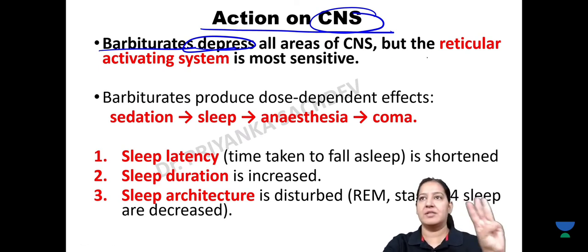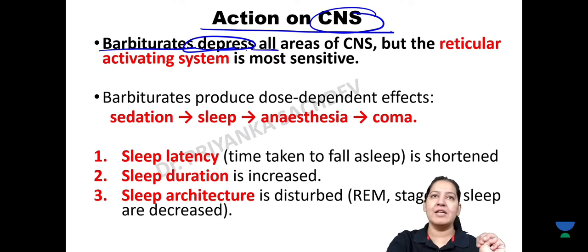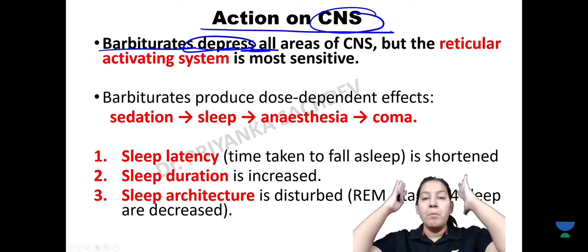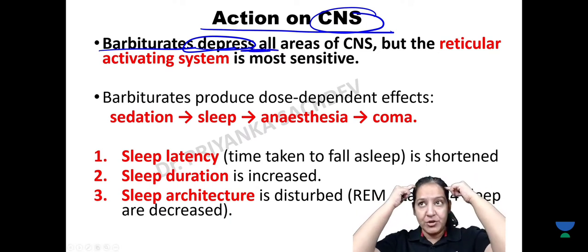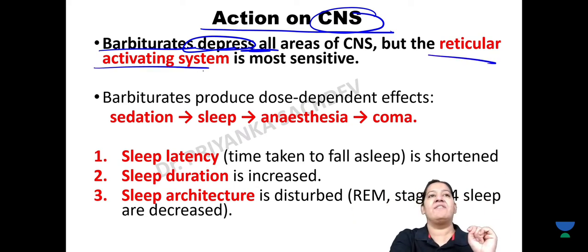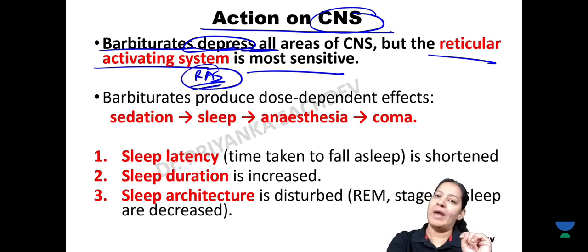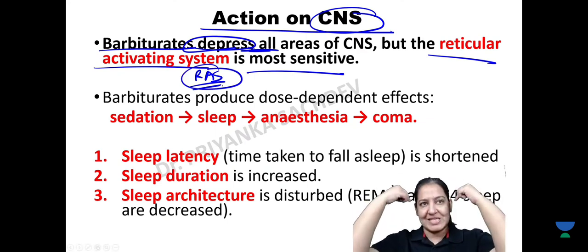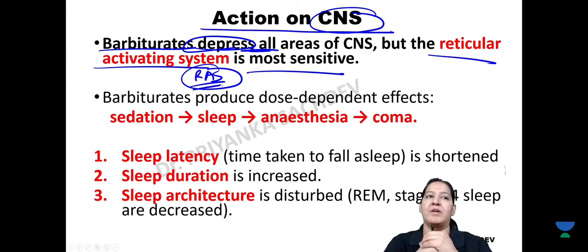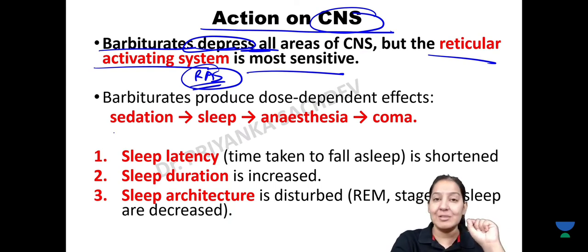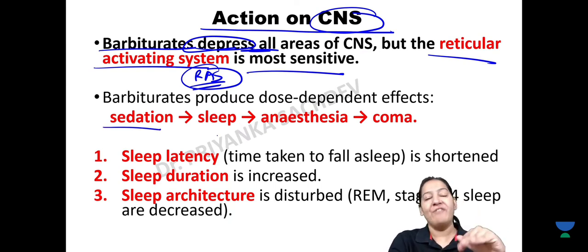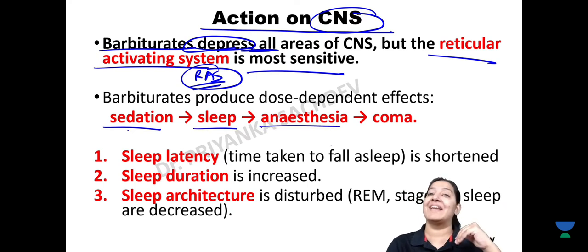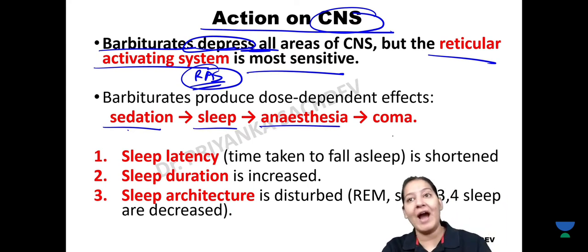The three actions. So it is inhibiting all areas of the brain, but inside the brain, the most sensitive area for barbiturate is the RAS, reticular activating system. RAS is very sensitive, so it gets depressed very much. All the brain is depressed, but RAS will be depressed the most. If you give the barbiturate in a small dose, it will cause sedation. In a higher dose, instead of sedation, it will cause sleep. In a still higher dose, it causes anesthesia. In a still higher dose, it will cause coma and death.